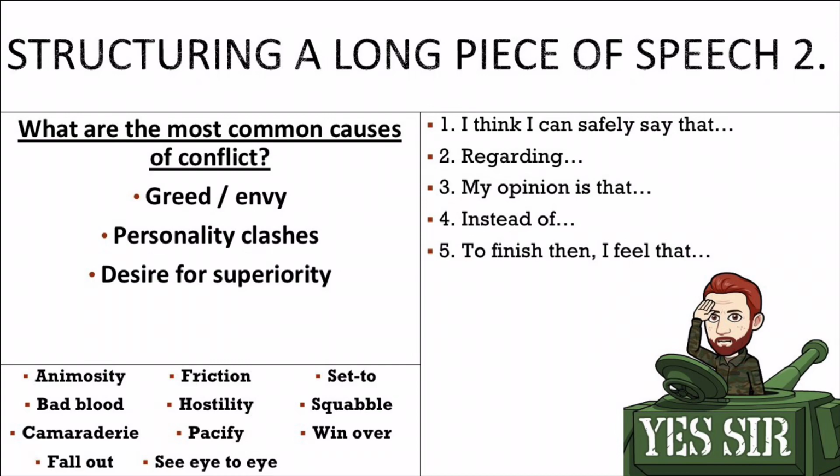My opinion is that, although people do not see eye to eye, and they often fall out, it is really important to maintain a sense of camaraderie, for example. And then to finish, you could say something like, to finish then, I feel that bad blood is often caused due to hostility or the lack of empathy shown towards others. So again, that's just another example. These are my ideas, but you're more than welcome, of course, to use your own ideas following the structure.